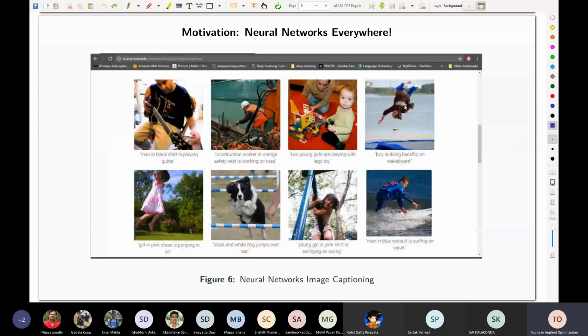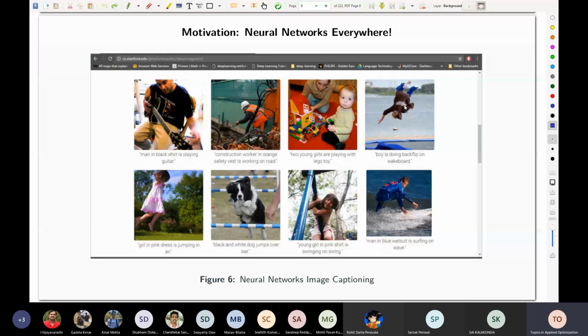Okay, so it can be used in image captioning. I have a couple of images, and the goal would be to caption the images. For instance, the first figure is like: man in black shirt is playing guitar. Okay, so just from the images, can you guess these texts? Similarly, a construction worker in an orange safety vest is working on road. These are the captions generated by the computer itself by looking at the images.